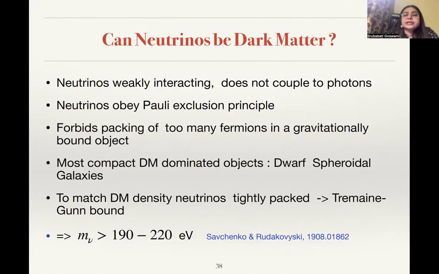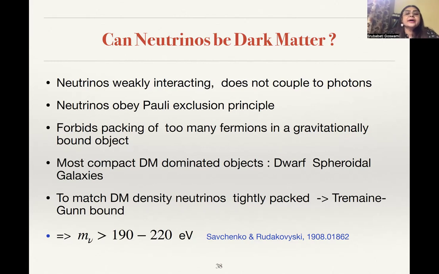Since neutrinos are weakly interacting and do not couple to photons, it seemed that they could be an ideal candidate for dark matter. But there is a very robust argument coming from phase space which rules out the standard neutrinos as a candidate for dark matter. This happens because neutrinos obey the Pauli exclusion principle, which forbids packing too many of them in a gravitationally bound object.